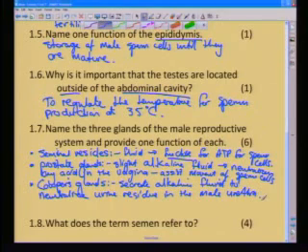Okay, so seminal vesicles, fructose, energy for the sperm to move. The prostate gland, slightly alkaline fluid. It's got a fluid, so it's going to help the sperm to move, but it's also going to help to neutralize any acidity in the vagina. And the Cowper's glands, alkaline fluid to neutralize any urine residue in the male urethra.